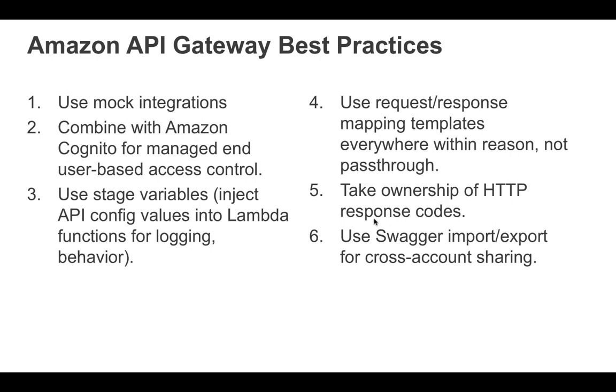Use stage variables to inject config values into Lambda functions for logging behavior, etc. Use recursive response mapping templates, and also take ownership in your code of your HTTP response codes. In other words, determine what's going to happen with your different response codes, whether they're successful, HTTP 200, or different error states. Make sure you're thinking about how you're handling that from an API Gateway perspective.